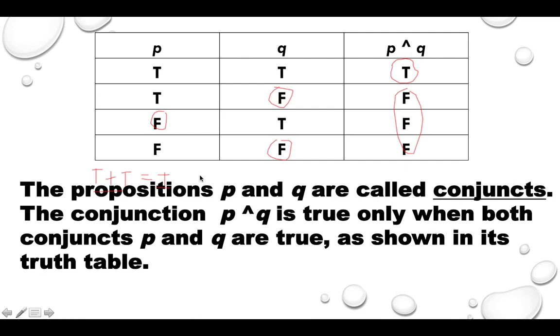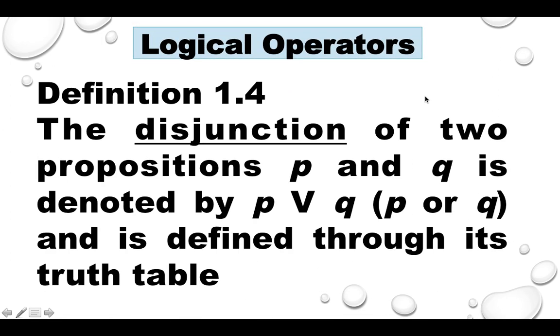So, the proposition P and Q are called conjuncts. And conjunction P conjuncts Q is true only when both conjuncts P and Q are true, as shown in its truth table. Another logical operation is disjunction of two propositions P and Q, denoted by P disjuncts Q or P or Q, and is defined through its truth table.